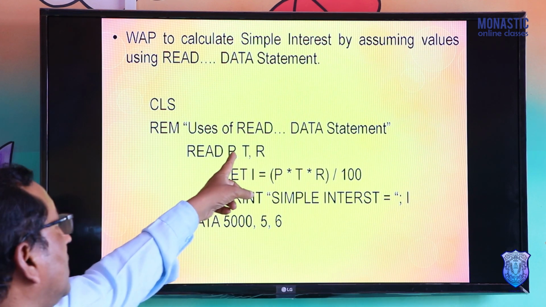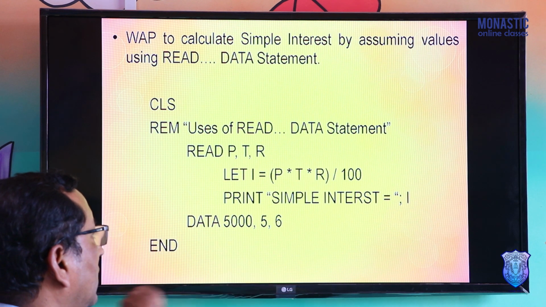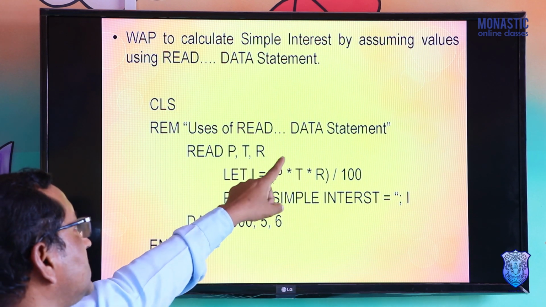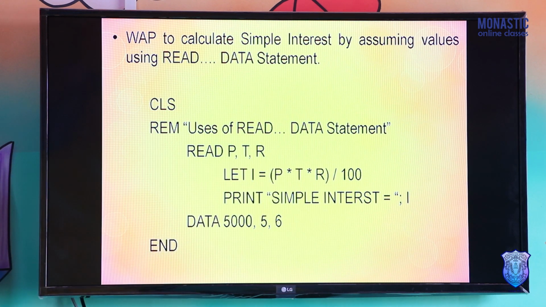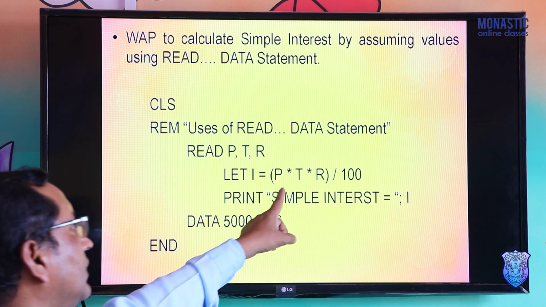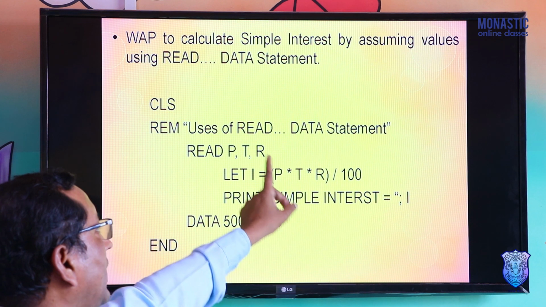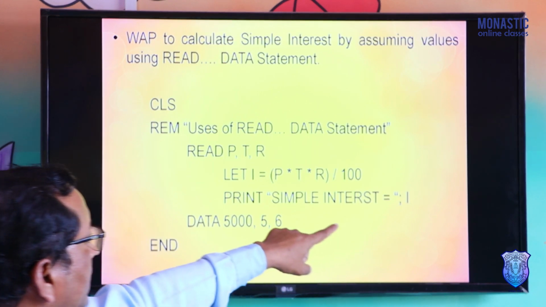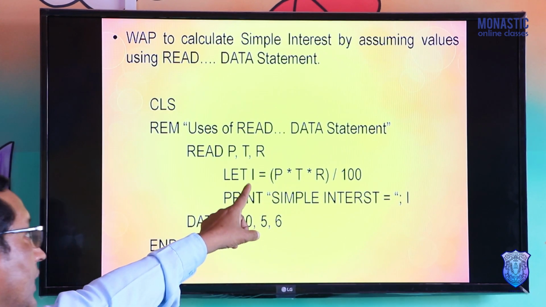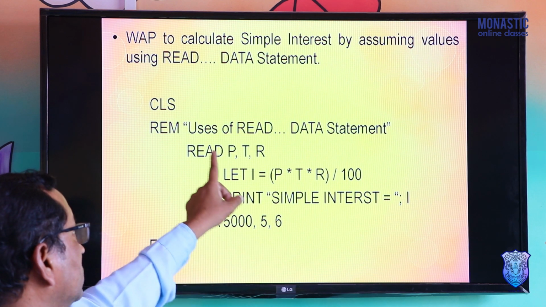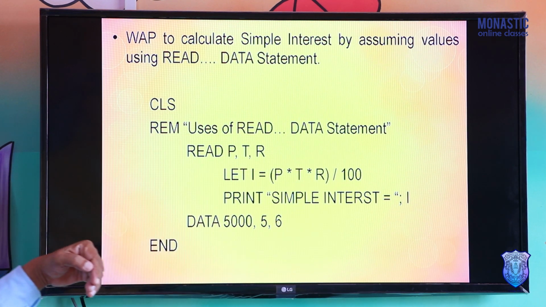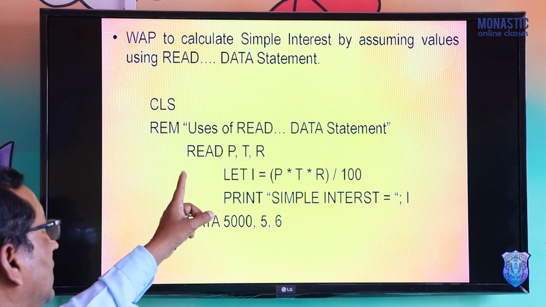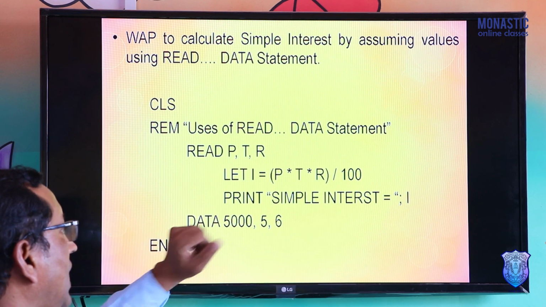Similarly, respectively, according to the variables, we have to mention the values. And when you execute the program, it will read separately P 5000, T 5, R 6 and it will calculate PTR. It means multiply all of principal, time and rate, and divide by 100. After that it will produce the result I, because the value is stored in I. So see, instead of 3 separate lines, you can write here let P is equal to 5000, let T is equal to 5, let R is equal to 6.